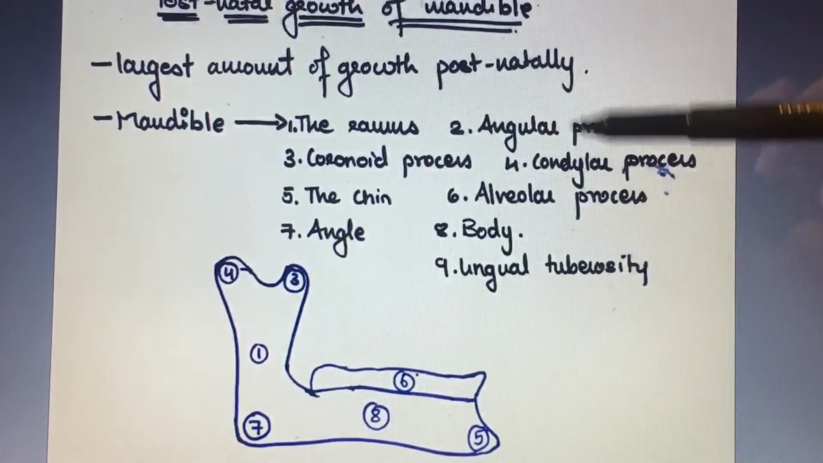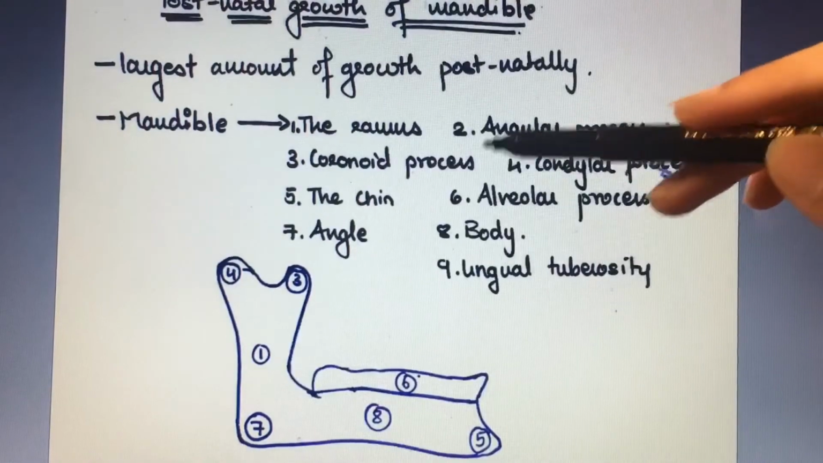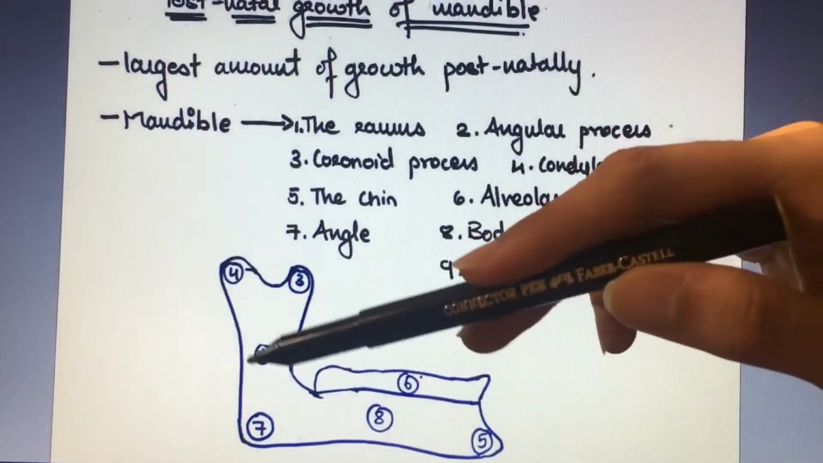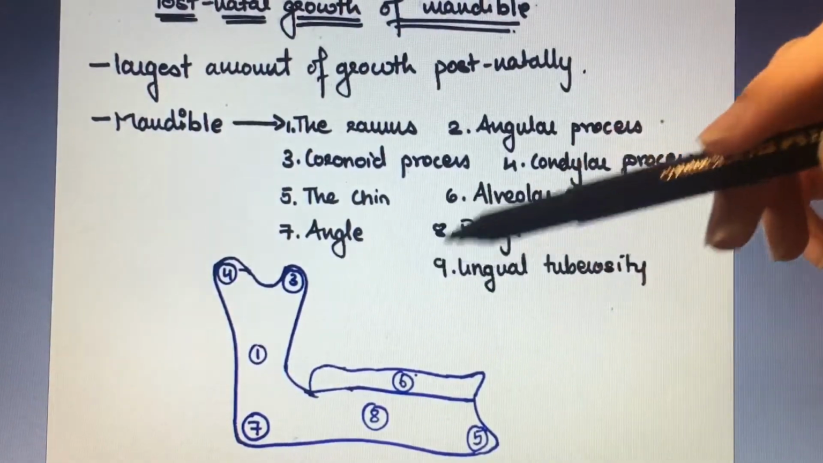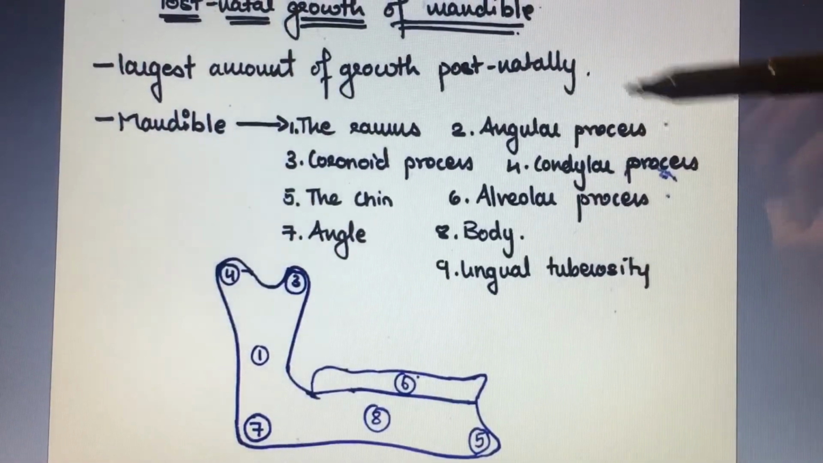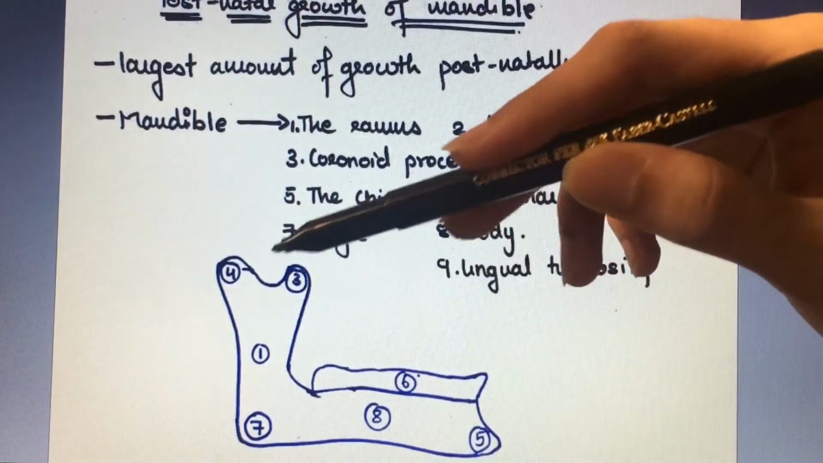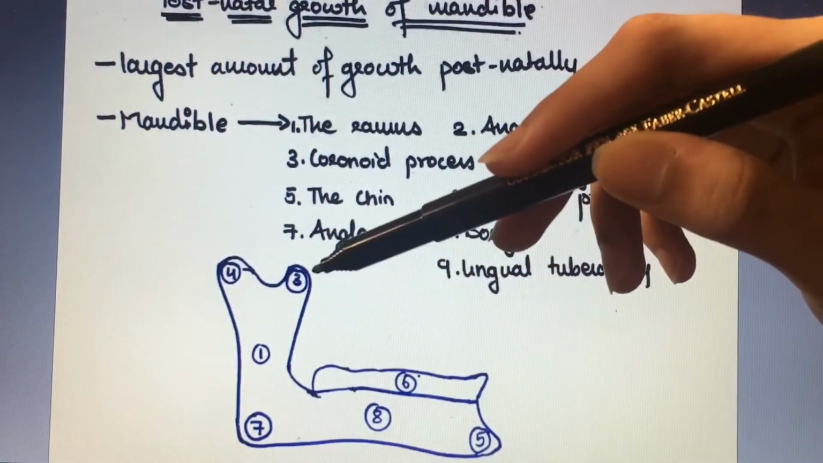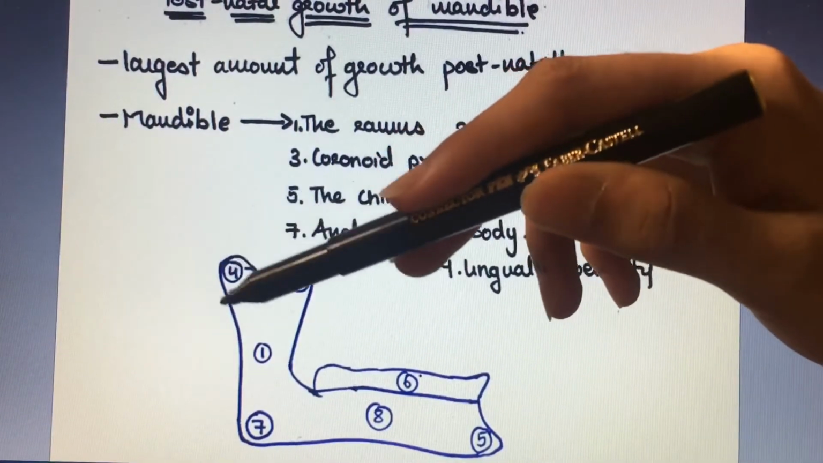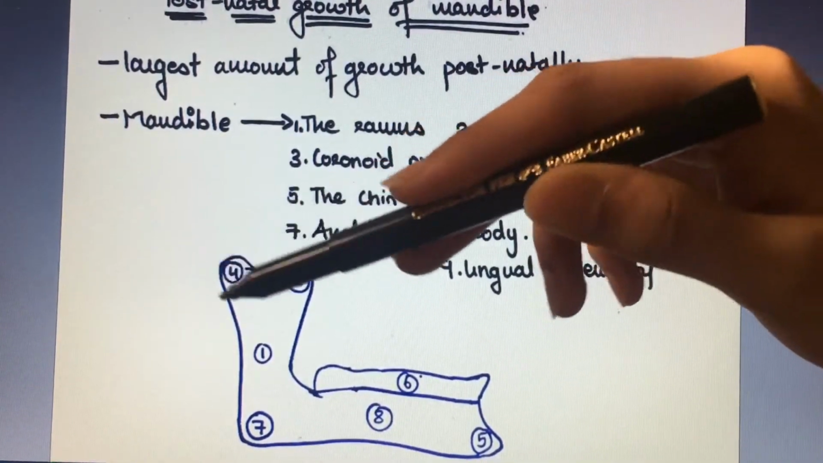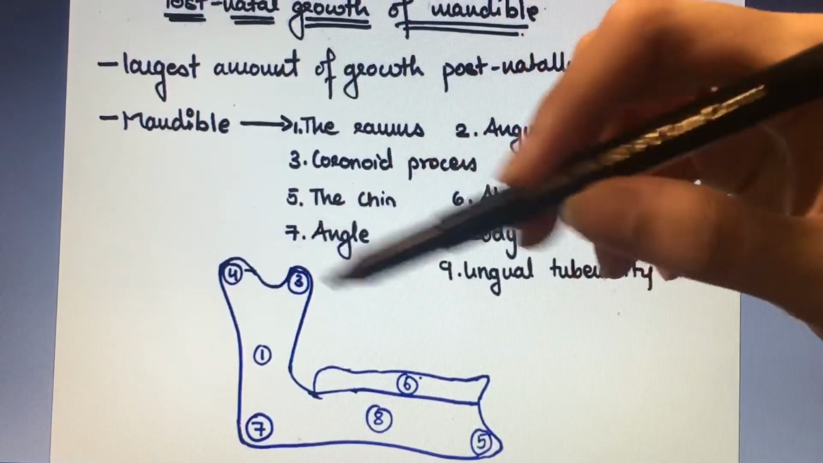Now, the skeletal subunits of mandible are, first one is the ramus. This is the ramus. Then second one is the angular process. Third one is the coronoid process. Coronoid process is over here. This one is the coronoid process. Fourth is the condylar process, which is this one.